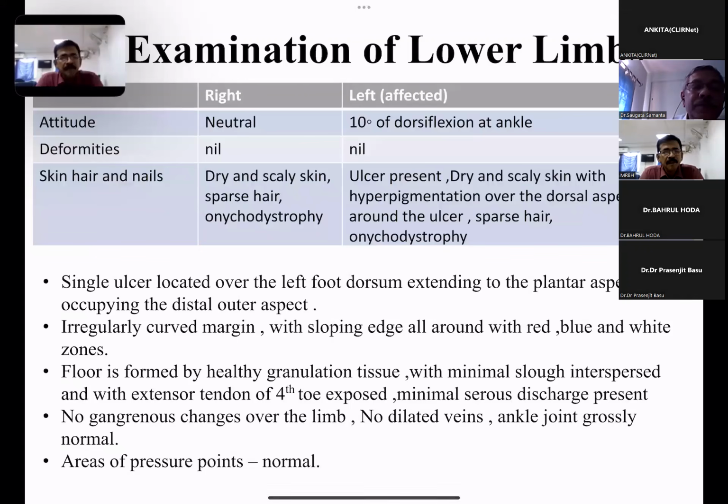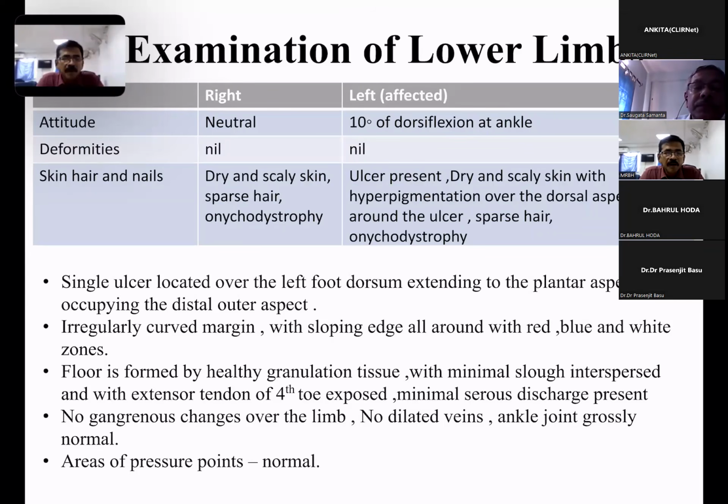Local examination. On examination of lower limbs, I have examined both the right and left limbs. Right: attitude was neutral, there is no deformity. Skin, hair, and nails: dry and scaly skin was present, sparse hair with no onychodystrophy. On left, there was a 10 degree of dorsiflexion at the ankle. There was no deformity. There is an ulcer present, dry and scaly skin with hyperpigmentation over the dorsal aspect around the ulcer. Sparse hair with onychodystrophy.